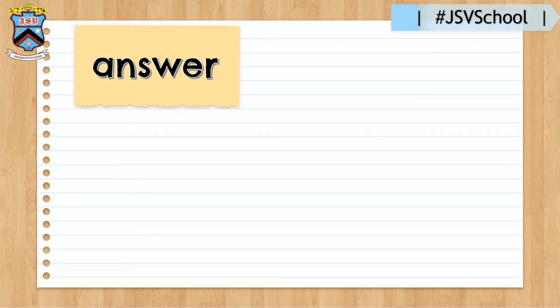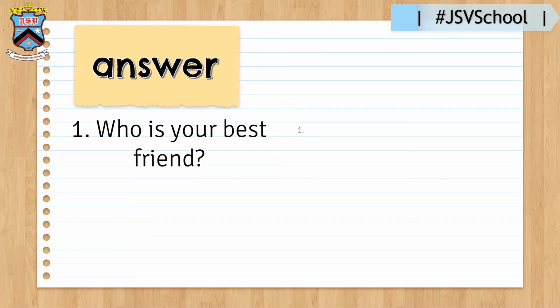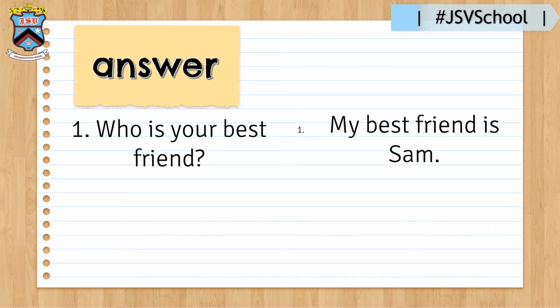Okay, next is the question word who. Who is your best friend? The answer can be, my best friend is Sam. Sam is a person, right? Very good. Because we have used the question word who, which asks about a person, any answer should be about a person.